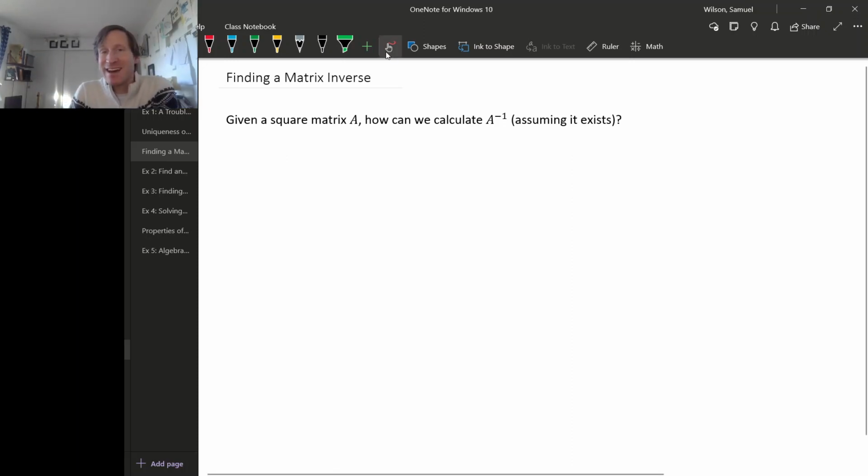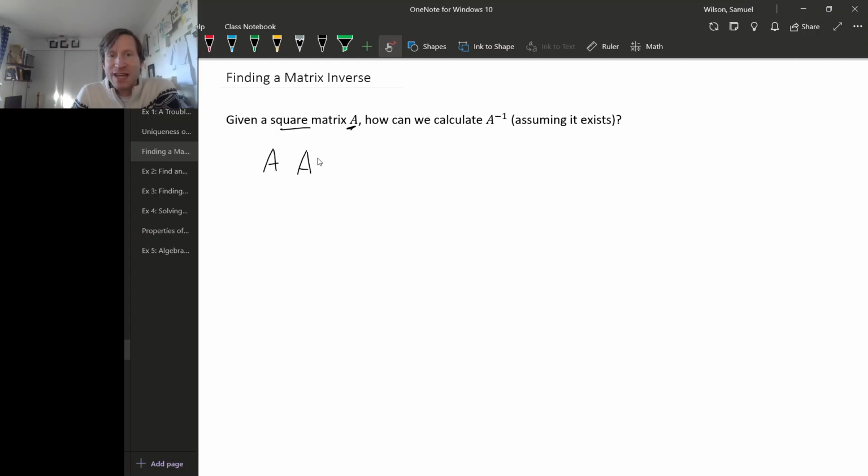All right, so we have this idea for a matrix inverse, but we don't know how to calculate it yet. So let's suppose that we have a square matrix A, so it has to be square to have some hope of having an inverse. And let's think about how we could calculate A inverse, assuming it exists. If A does have an inverse, then A times A inverse has to be an identity matrix of some appropriate size.